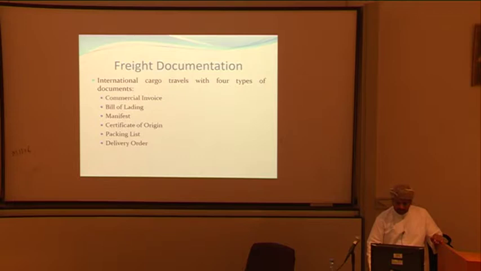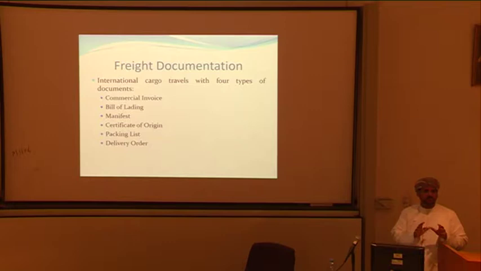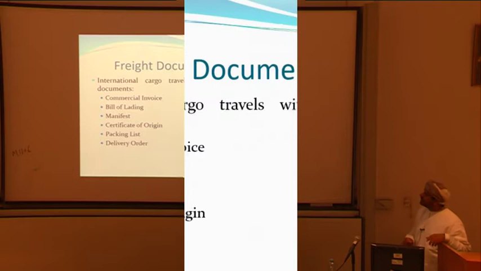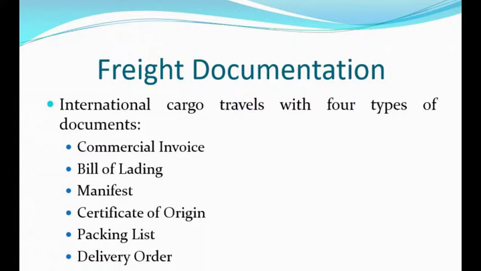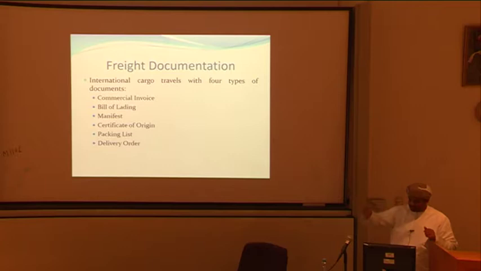Now we'll be covering the freight documentation. What are the documents that you need to have and need to be aware of when you have an export process or import process? Quite the same thing. You need to have the commercial invoice, the bill of lading, manifest, certificate of origin, packing list, delivery order, bill of entry, purchase order, and other types. We'll talk about other ones, but these are the main ones. Let's cover each one of those.